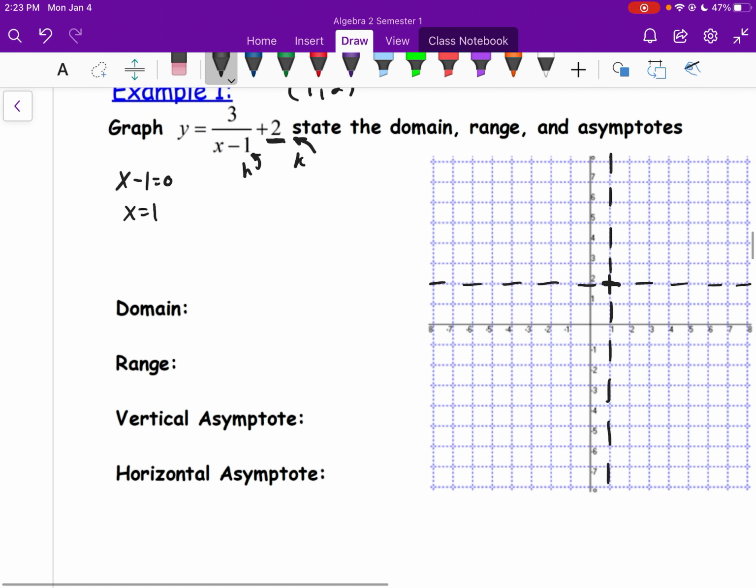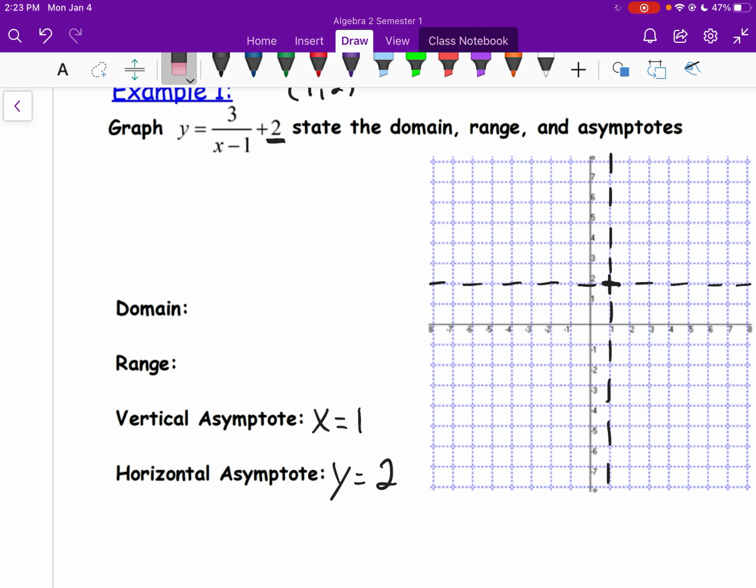Again, a vertical asymptote, a vertical line, is always x equals, so in this case, x is equal to 1. A horizontal asymptote, or horizontal line, is always y equals because it's going through the y-axis, which is 2 in this case.